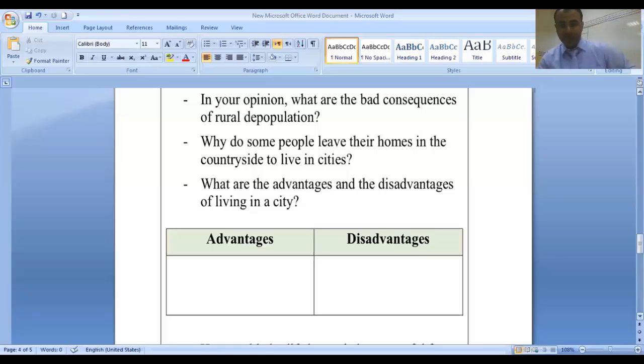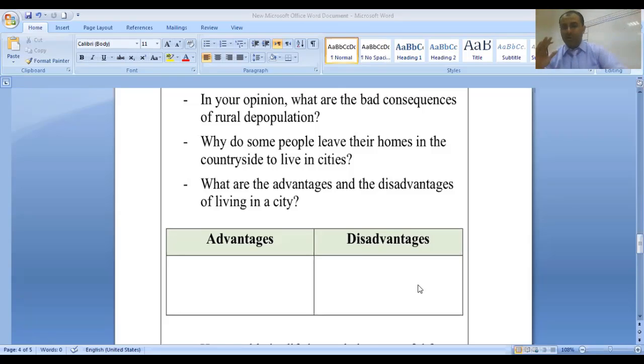Anyone knows the answer? I need the advantages of living here in Al-Jahra. As I said before, it's the same reason why people are leaving the countryside, to get better paid jobs and get better public services. Yes, Khalid, thank you again, Khalid. Very good, Khalid, thank you. Better jobs and better life conditions and better public services.